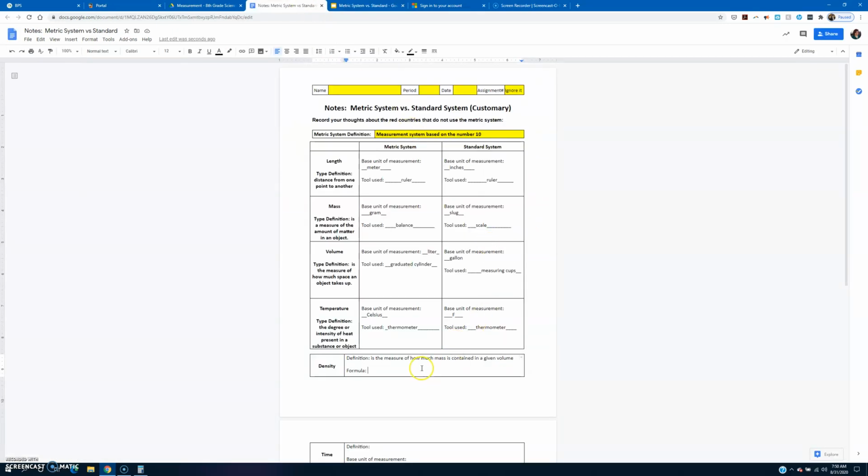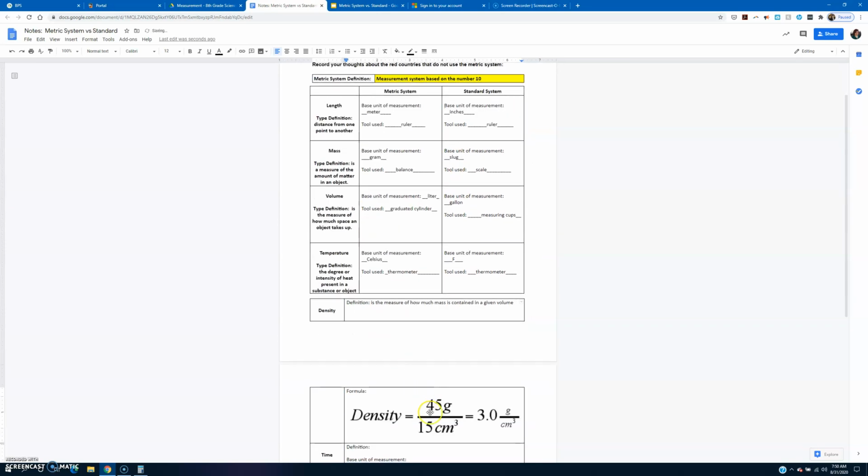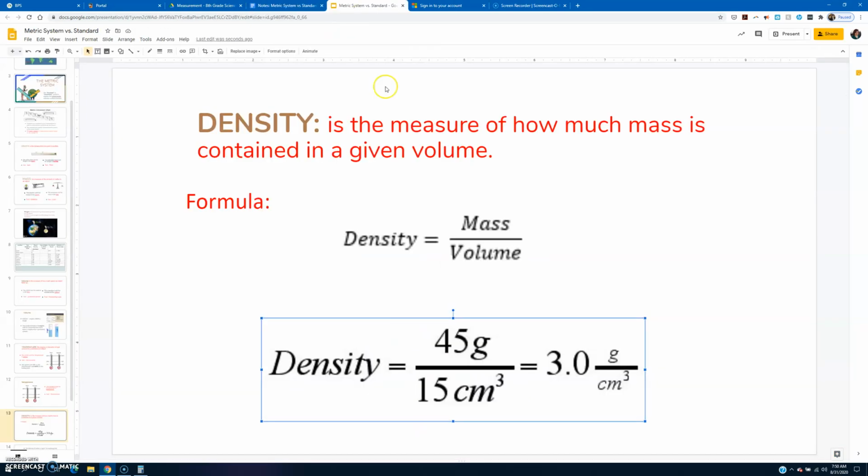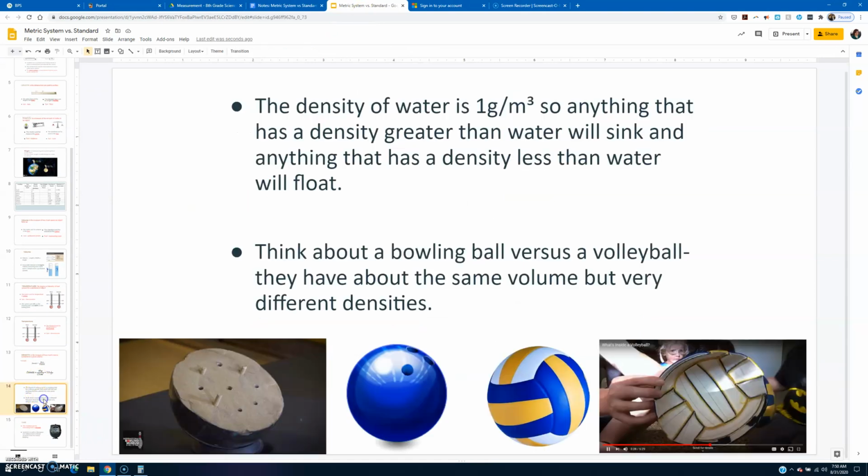when you're supposed to put it in, some of you just put in the really big formula, make it smaller. All right, and then we'll practice with density over the next couple days.